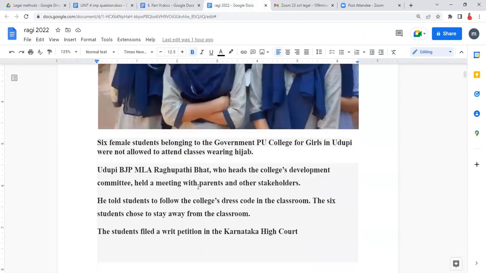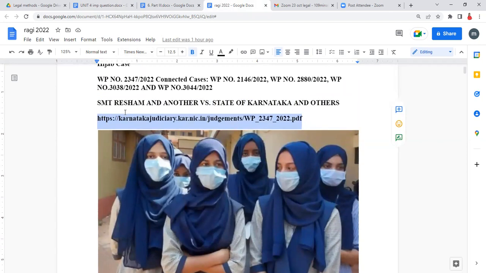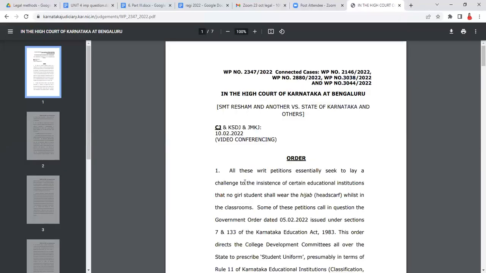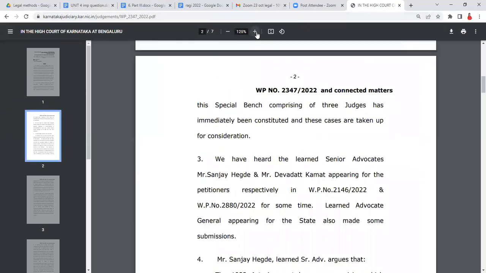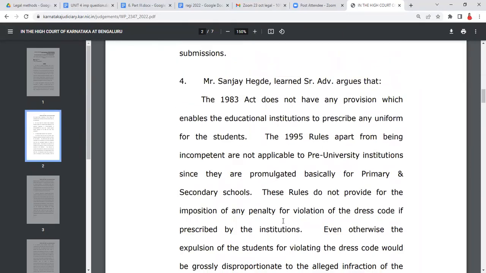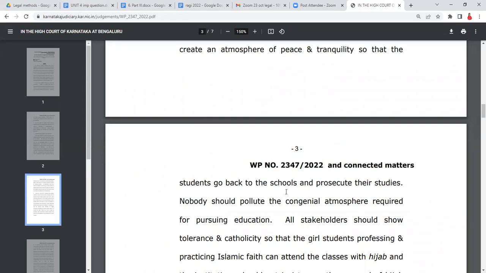When we read the case, we get all these judgments as well. You will always get these case numbers, and if you open it, mostly they will upload the judgment, they would upload the order copies, and they become very important for us. When we read a certain judgment completely, we will see that there are two things that a judgment involves. One is the reason for the decision. Another one is general observations.